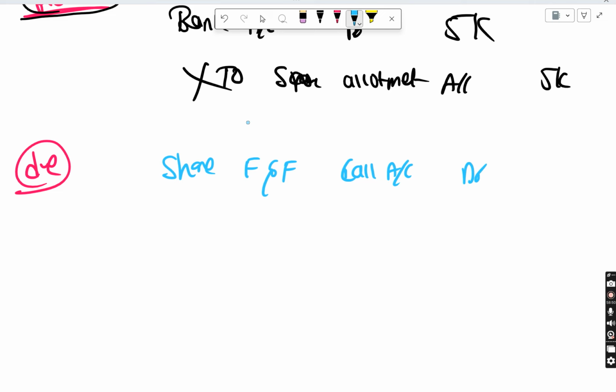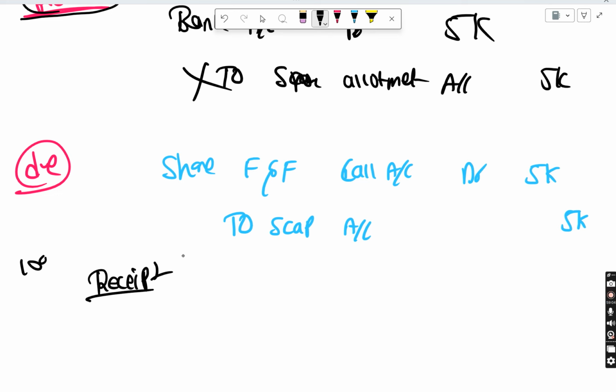How much? 5 rupees, right? So 1000 into 5, 5000 to share capital account. Then the receipt entry, everybody paid. Out of 1000 shareholders, only one person did not pay, a person who had 100 shares. He did not pay 5 rupees, so that means 500 we did not receive. Remaining 4500 we received.